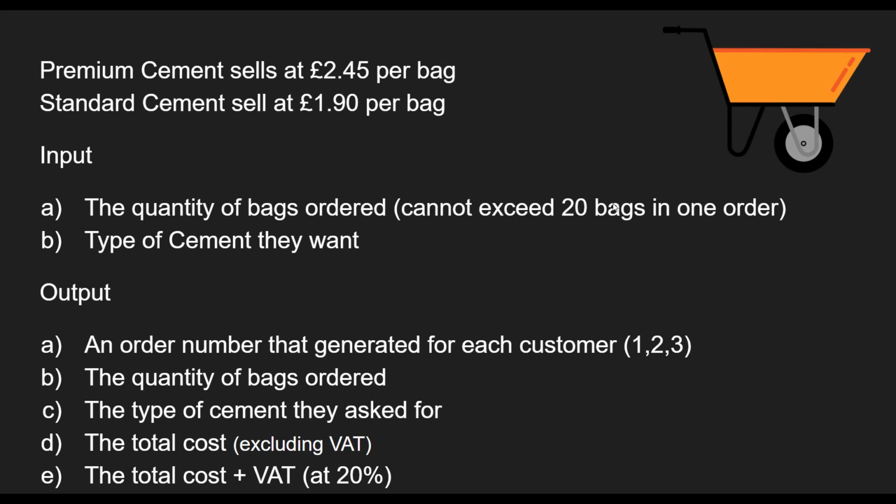Hello there and welcome to our Visual Basic .NET Programming Challenge. This is one of the challenges we set to our students and it's all about cement. We have premium cement and we have standard cement. So this company that we're going to build a program for sells premium cement at £2.45 per bag. Standard cement comes in at £1.90 per bag.